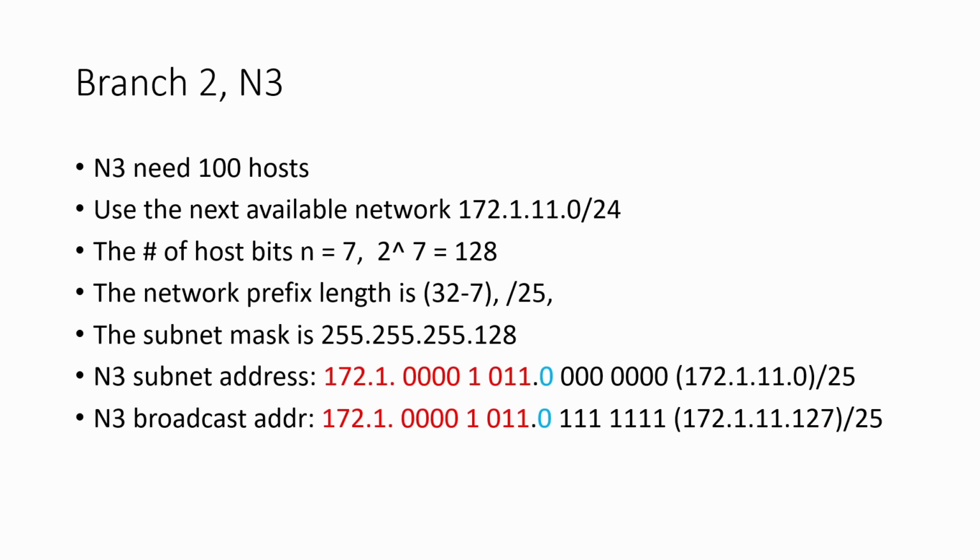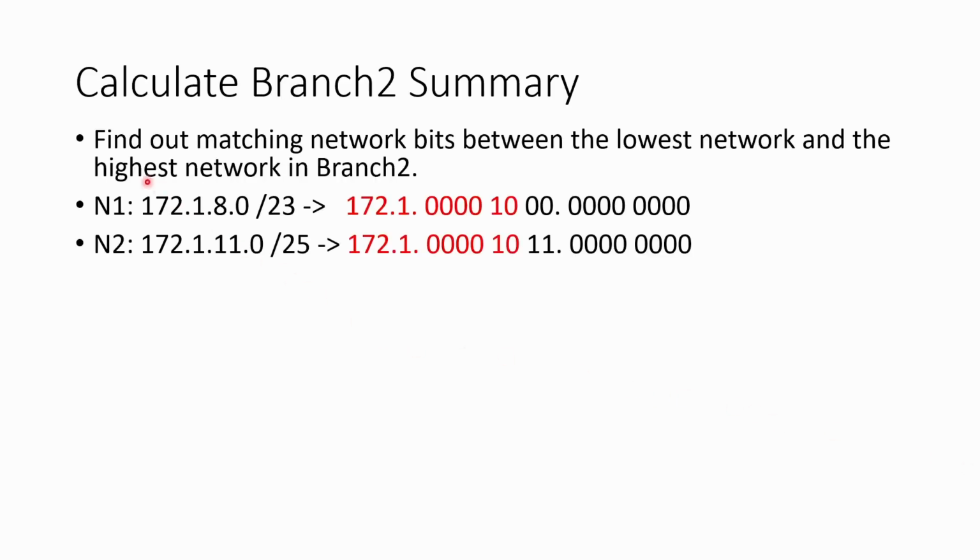We need to summarize. To summarize the branch 2, there are 3 networks. We only need to compare the lowest network address with the highest address. So here is the lowest address is 172.1.8.0. The highest address is 172.1.11.0. So first the 2 octets are the same, matching.